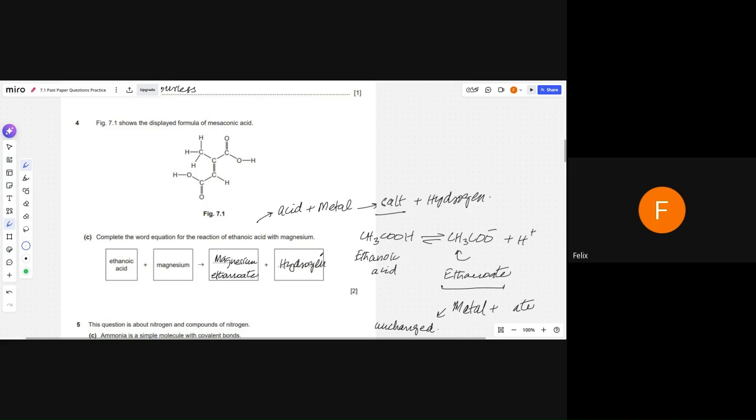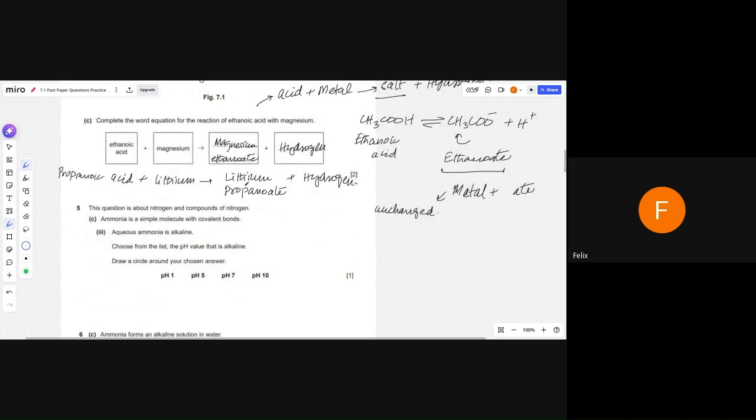Okay, now if it is propanoic acid, and it is reacting with lithium, for example, the answer will be lithium propanoate, and plus hydrogen gas, right? So I hope this is very clear. And now we move on to the next question.